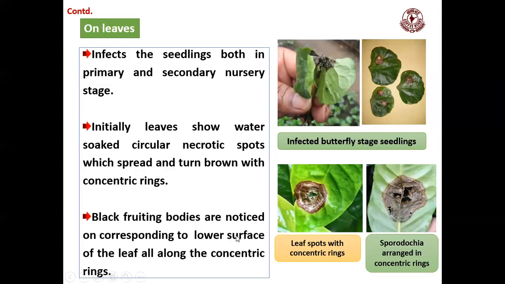And black fruiting bodies are noticed on the corresponding lower surface of the leaf all along the concentric rings. The fruiting bodies will be arranged concentrically when you keenly observe the lower surface of the infected leaves.